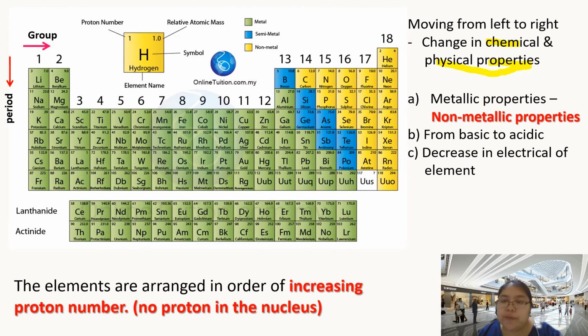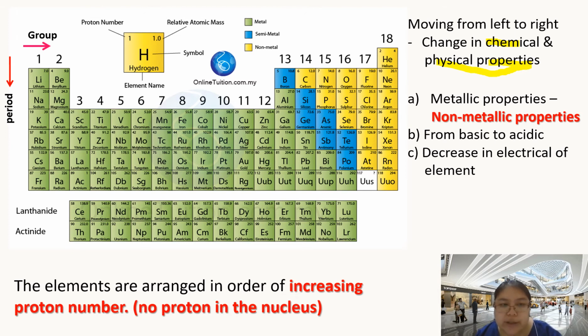Okay, number 2, from the basic to the acidic. Okay, C is decreases in the electrical element. So if you go from the left to the right, you find the electrical element will decrease. Okay, the elements are arranged in order of increasing proton number.